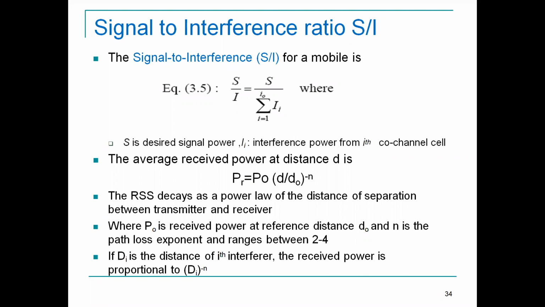If the interference value is high, that means the denominator is high, so S by I is less than 1. That means the interference value is more, the signal is interrupted, and unwanted signals are added to the wanted signals. Right? This is regarding S by I. S is the desired signal power, whereas I is the interference power from co-channel cells. There are different formulas regarding signal to interference ratio, S by I.